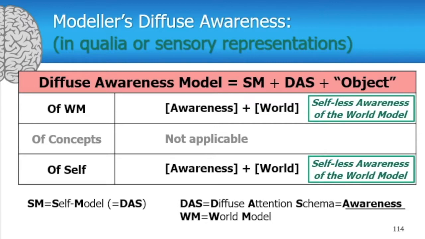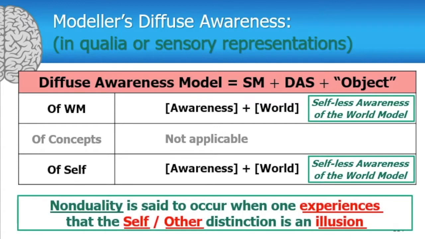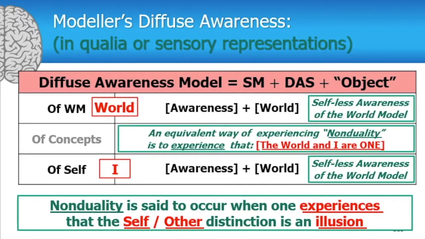Some of the Eastern spiritual traditions that talk about enlightenment say that enlightenment is the realization of non-duality, and that non-duality is said to occur when one experiences that the self-other distinction is an illusion. This is the experience of self, and this is the experience of other. Therefore, since these two experiences are exactly equal, this means the modeler's diffuse awareness has an experience of non-duality. An equivalent way of experiencing non-duality is to experience that the world and I are one, which is also experienced in this modeler's diffuse awareness state.